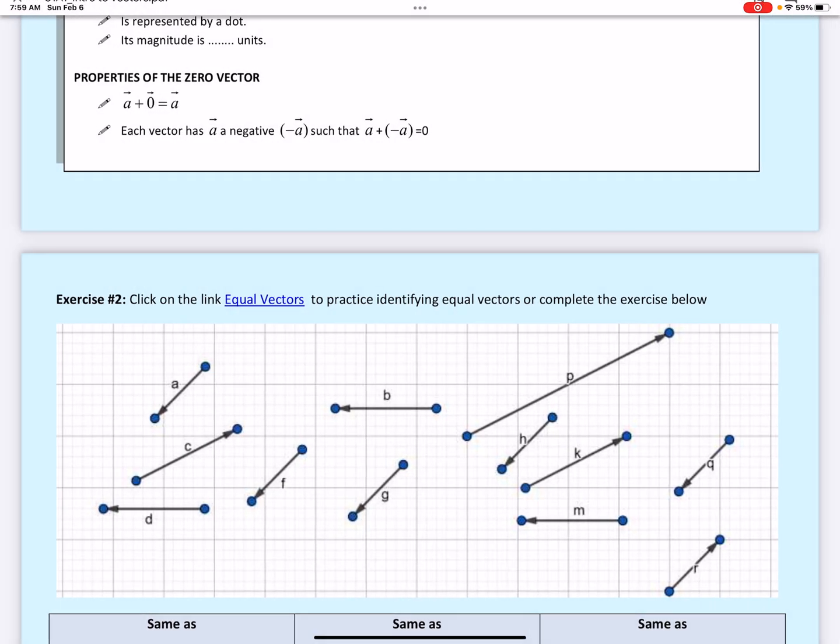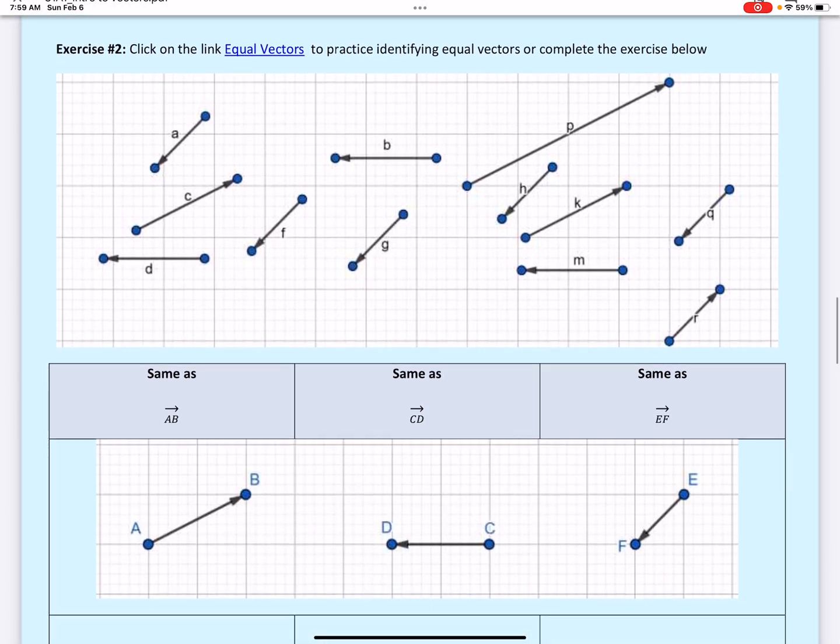And we're going to do something similar here with the diagram, which is not exactly the same. But here I drew 3 different vectors.